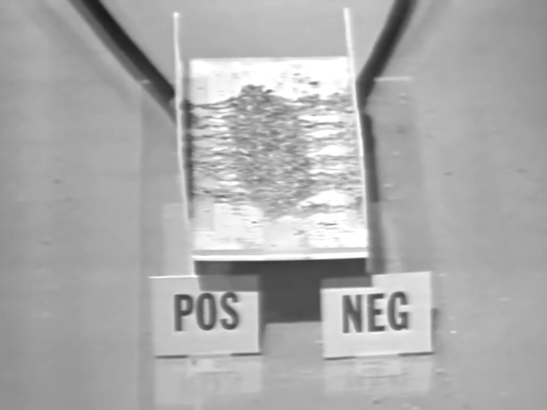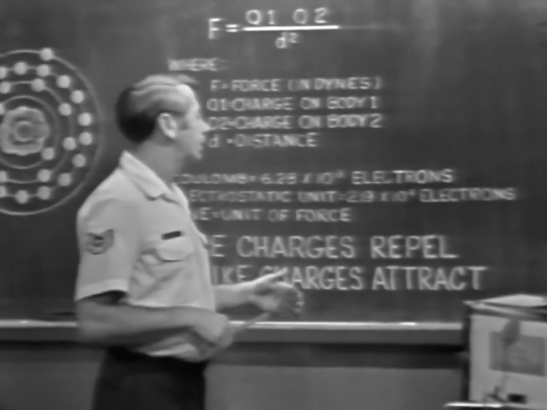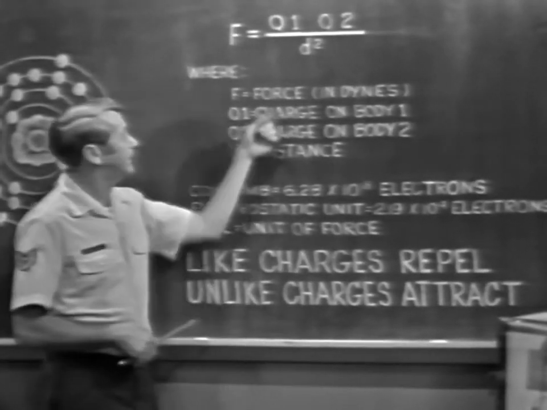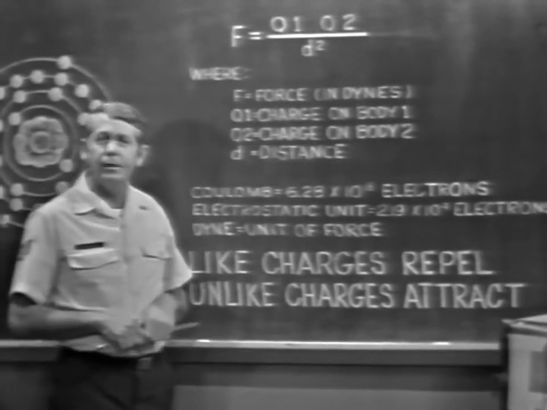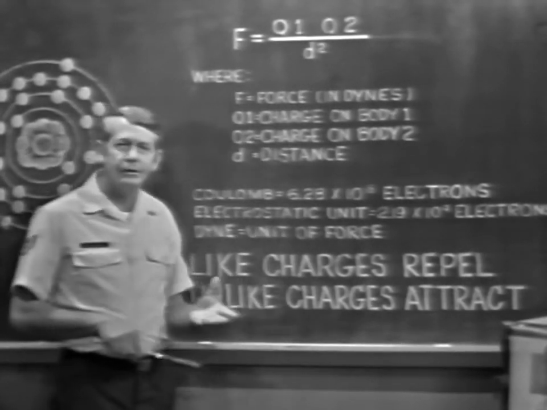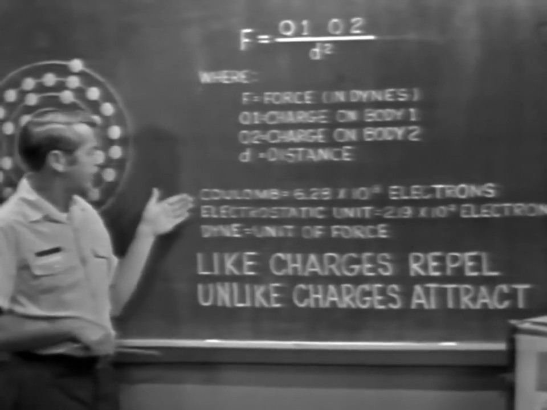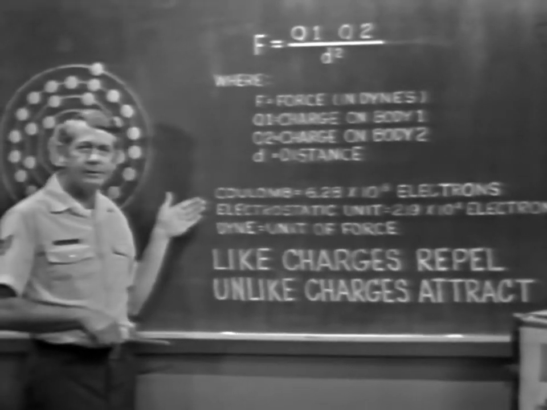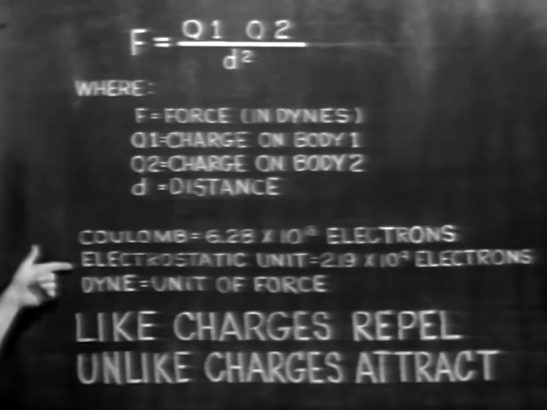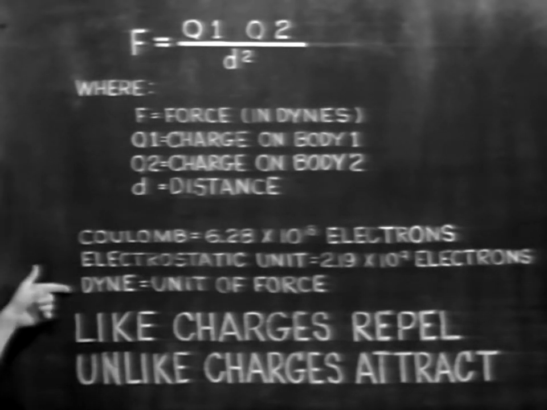Now, the strength of this field is determined by the amount of charge on each body and the distance separating them. This formula shows the relationship of the distance and the charge on two bodies. For example, if we increase d, the distance between two charges, the force will decrease. If we increase q, the charge on the body, the force will increase. Now, here are some terms associated with charged bodies that you should become familiar with. A coulomb, for example, is a measure of the amount of charge. Electrostatic unit is also a means of measuring the charge on a body, while dyne is the unit expressing the amount of force between two charged bodies.